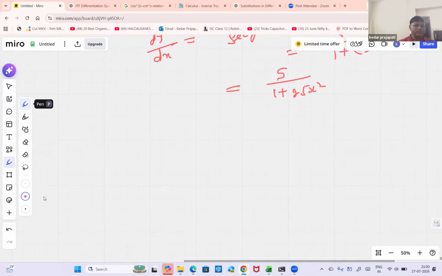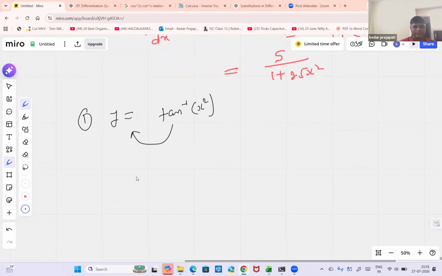Okay. Let us do this without any mistake. Y equal to tan inverse x square. Don't go with the shortcut. Let us do the normal way. Tell me now, please. Differentiate with respect to x. What will come? Tan y is equal to x square.